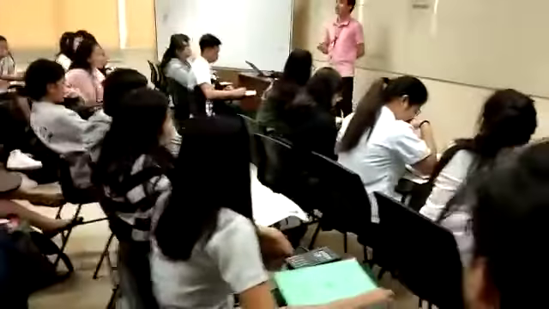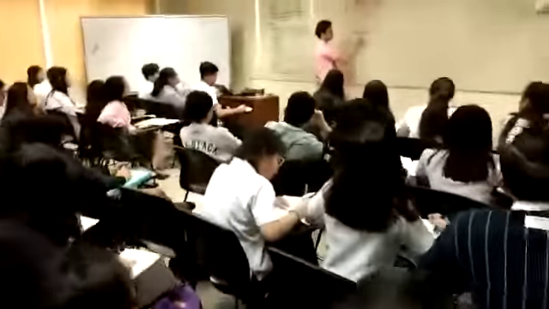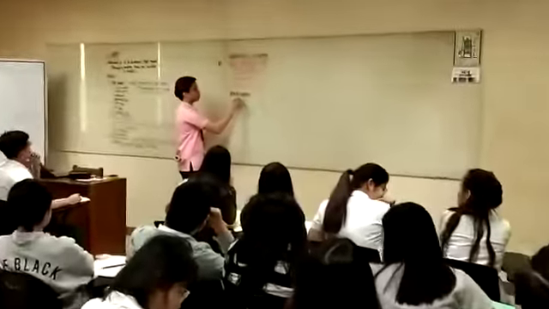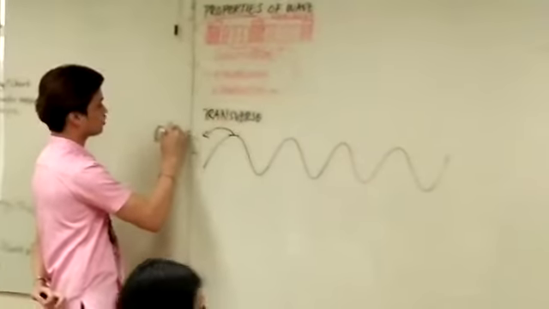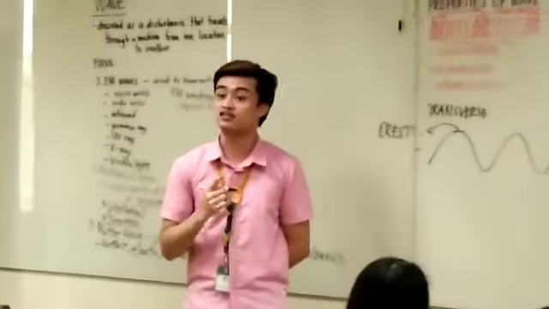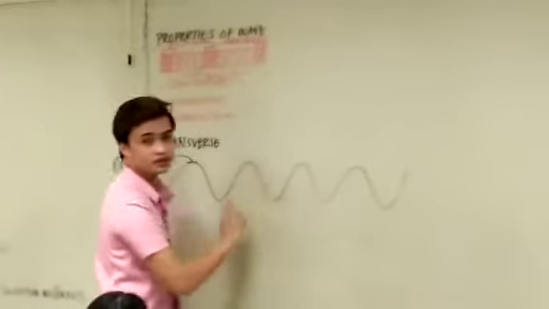So what do you call this highest point of the wave? Crest. Okay. So that is what we call crest. Crest is the highest point of a transverse wave. So all of the highest points in this particular illustration are what we call crests.